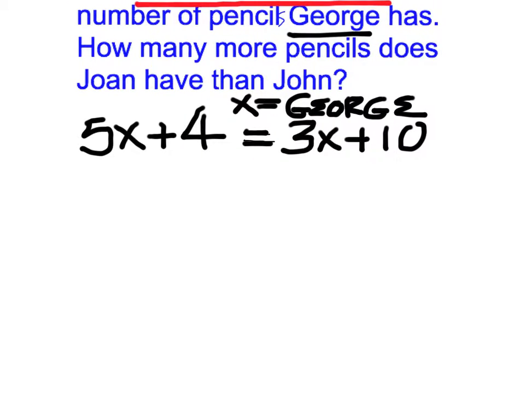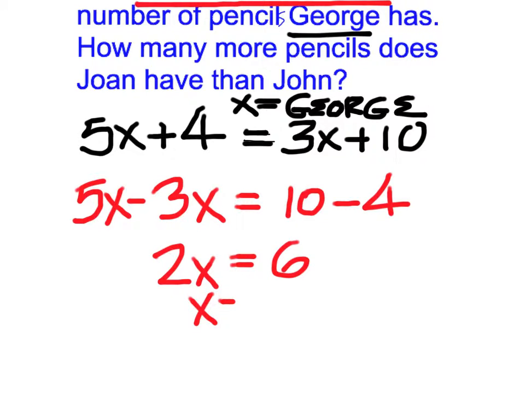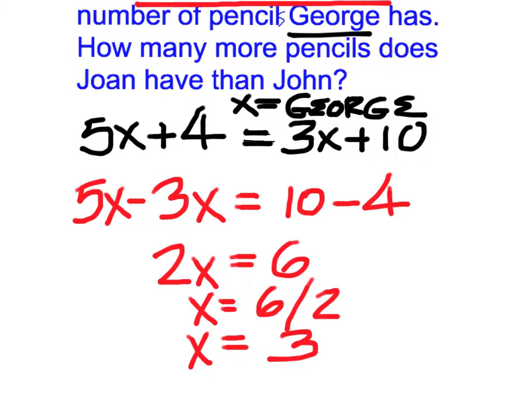From there, you can solve that. Move the 3x to the left, change the sign, and move the 4 to the right, change the sign. 5x minus 3x is 2x. 10 minus 4 is 6. Divide 6 by 2 and get 3. 3 represents what? How many pencils George has. George has 3.